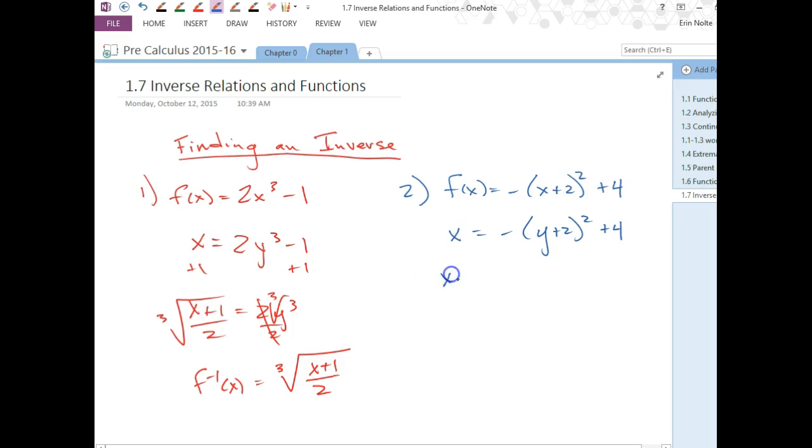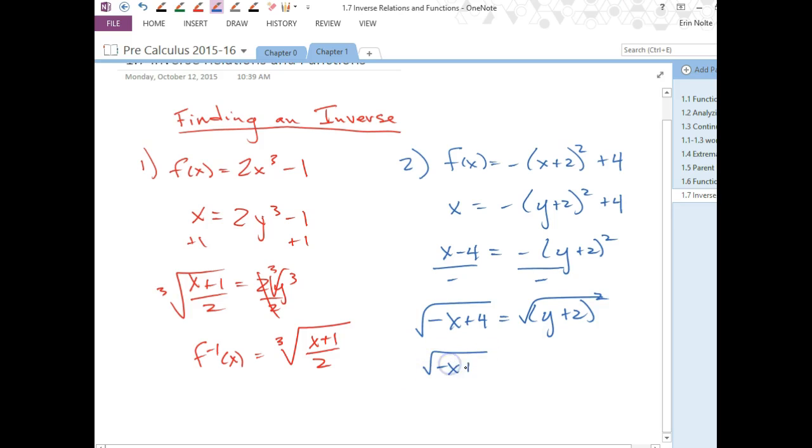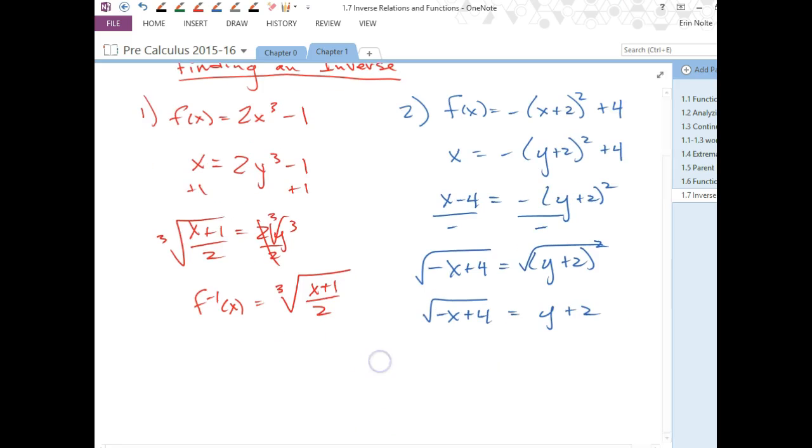Subtract the 4, so I have x minus 4 is equal to negative times the quantity of y plus 2 squared. Okay, you got to get rid of the negative first. So divide by negative. So I have negative x plus 4 is equal to the quantity of y plus 2 squared. Good, then I square root it. So now I have the square root of negative x plus 4 is equal to y plus 2. And then subtract 2, good.